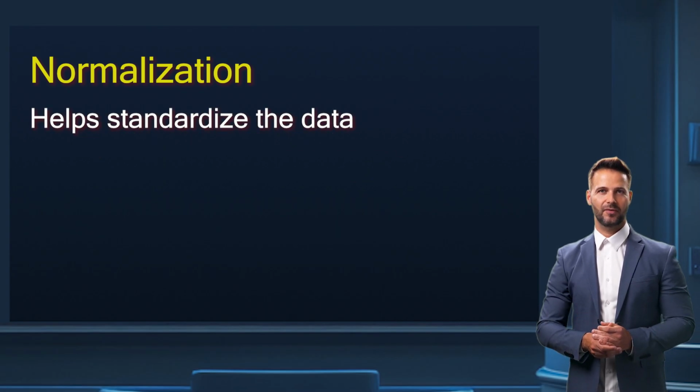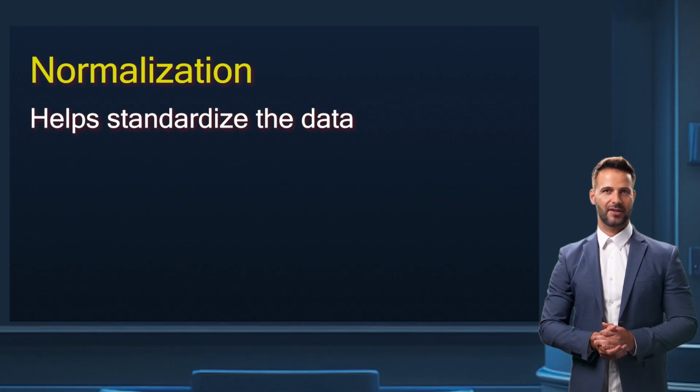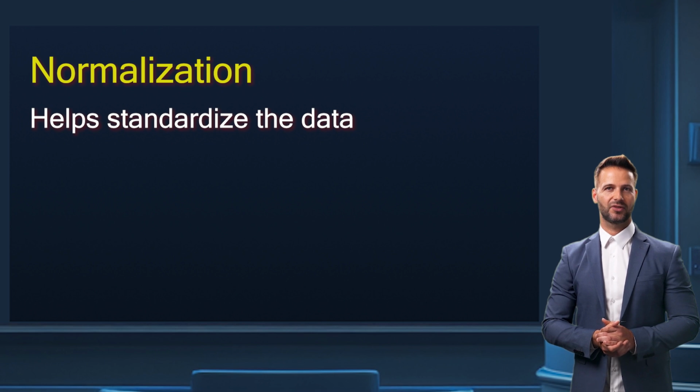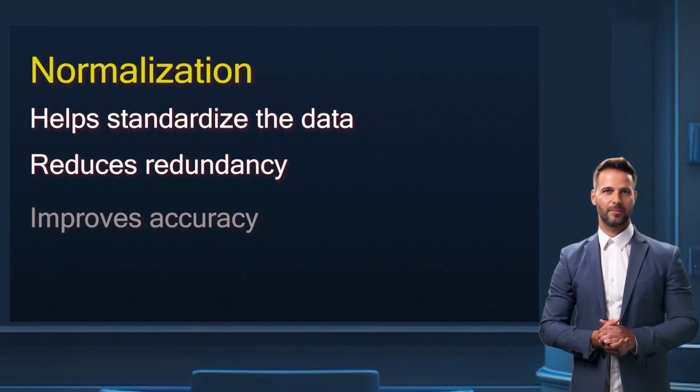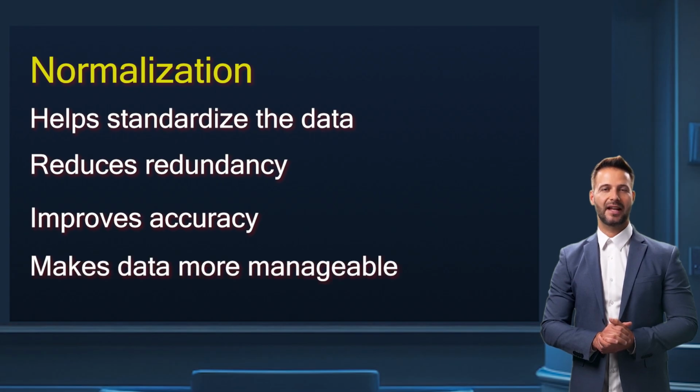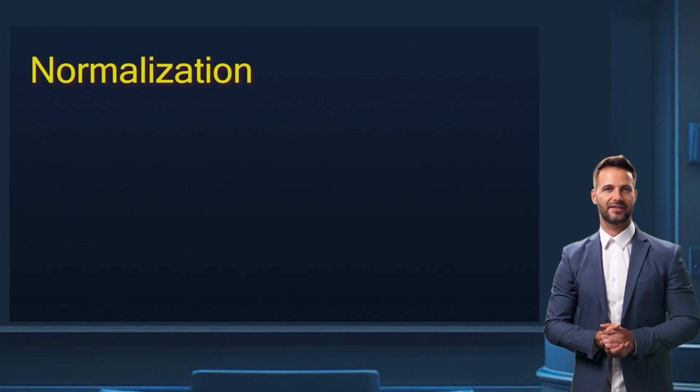Data normalization creates a standardized format for data across an entire system. This includes creating tables and establishing relationships between them. It also reduces redundancy. Normalization eliminates redundant data, which can waste disk space and make maintenance difficult. It improves accuracy. Normalization improves data accuracy by removing data irregularities. Finally, it makes data more manageable. Normalized data is easier to manage and allows for faster and simpler searches and analysis.